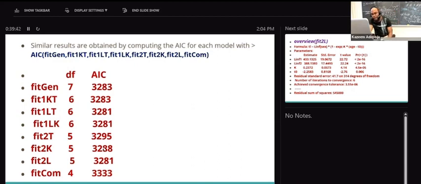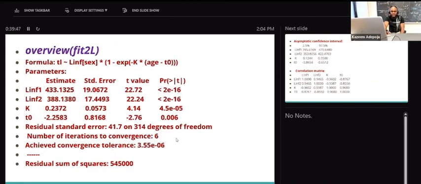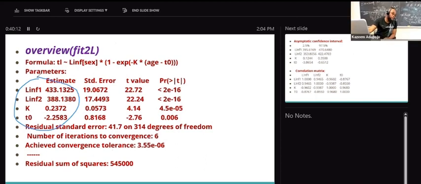Okay, now, like I said, that's what I'm going to run. And the moment I run that, I want you to pay attention to the results. What do you see? You're actually going to have two different values for L infinity. Of course, we say separate L infinity, but the two groups are only going to have the same value for K, which is 0.2372 here, and the same value for T0, which is negative 2.2583.